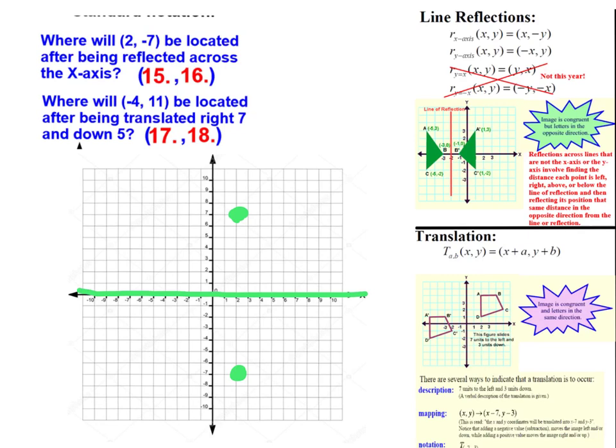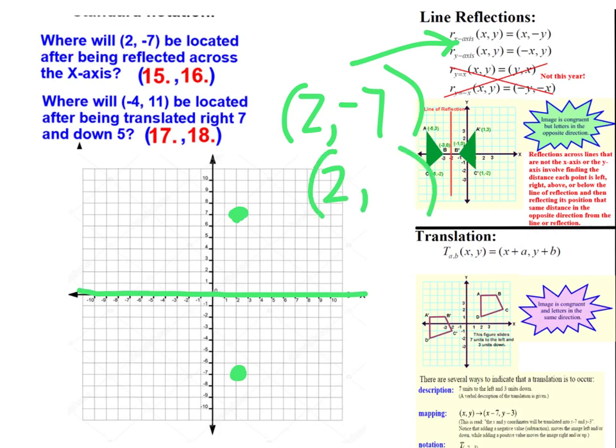You can look over here on the right. I posted some notes on this. You have line reflections. If you're going across the x-axis, you basically take whatever the x is and you go to the opposite of y. So looking back at the point 2, -7, x stays the same, opposite of -7 is +7, and that's exactly where the point is, at 2, +7. The next question asks for both of those. So your answer for number 15 would be 2, and your answer for number 16 would be 7.